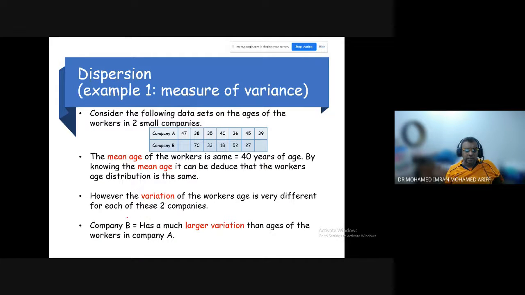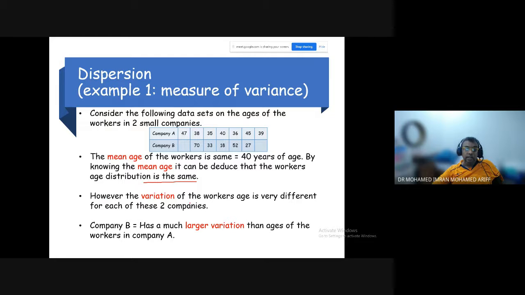Exemption, example number 1, again, new example. So company A, okay, so there are two companies, we take the set of ages: 47, 38, 35, 47. Okay. So the mean age of workers in the same company is 40. By knowing the mean age, it can be deduced that the workers' age distribution is the same. Okay. Both of these are the same.